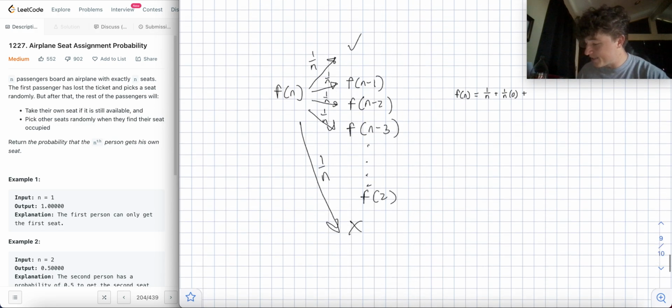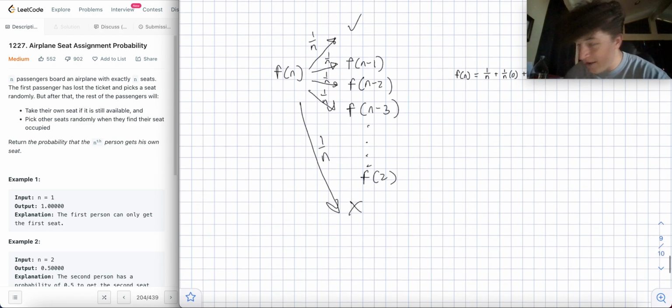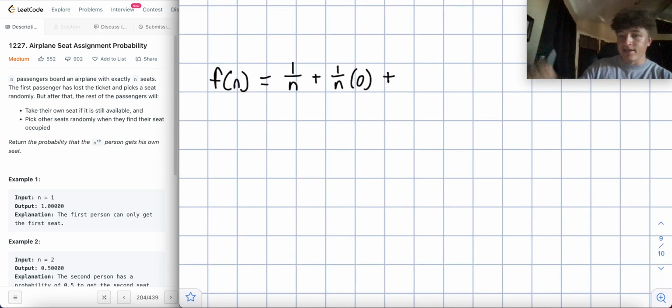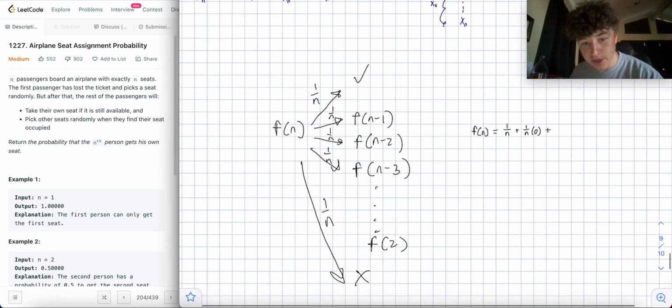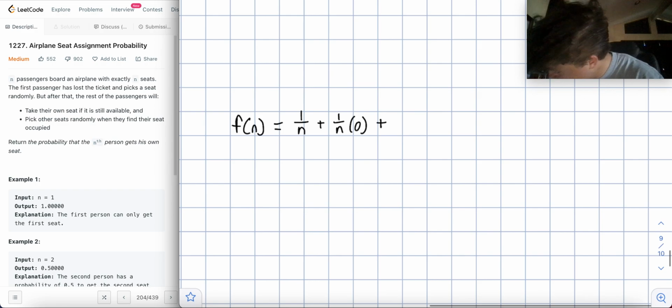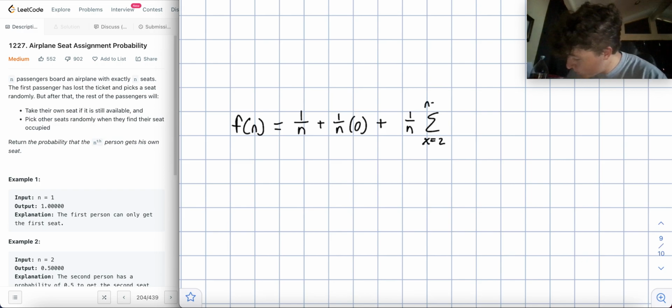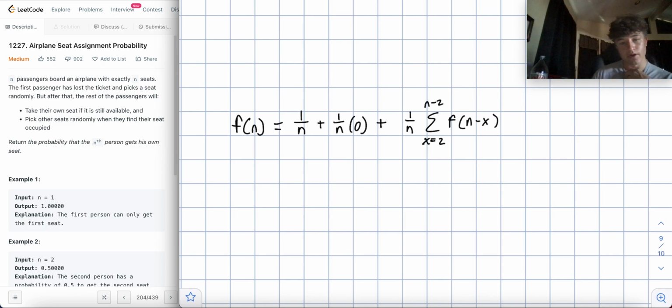So when we look at this, I have 1/n times f of n-1 plus 1/n times f of n-2. I'm just reiterating this recurrence relationship here. But we could write that as a summation: 1 over n times the summation of x equals 2 to n-2 of f of n minus x. Okay, so this is the recurrence relationship of this problem.